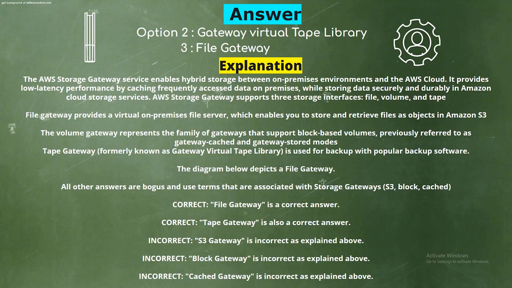The diagram below depicts a file gateway. All other answers are bogus and use terms that are associated with storage gateways: S3, block, cached. Correct. File Gateway is a correct answer. Correct. Tape Gateway is also a correct answer. Incorrect. S3 Gateway is incorrect as explained above. Incorrect. Block Gateway is incorrect as explained above. Incorrect. Cached Gateway is incorrect as explained above.